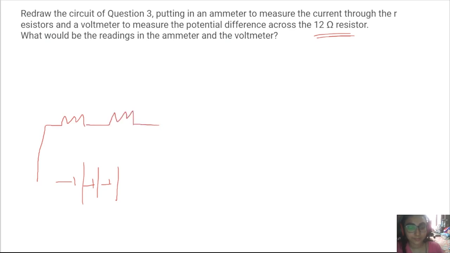This time we will draw an ammeter as well. What is the use of an ammeter? It helps us measure the current which is flowing through the circuit. And also here is the third resistance. Okay. Here is our key.